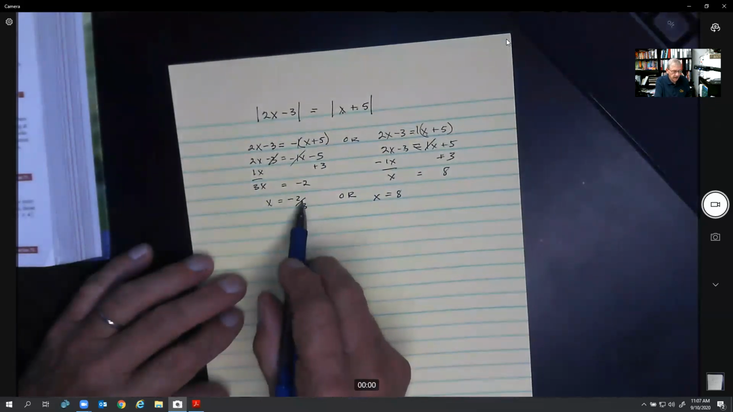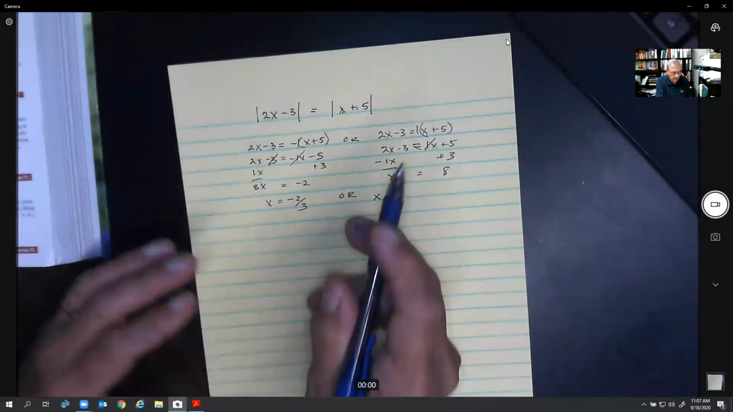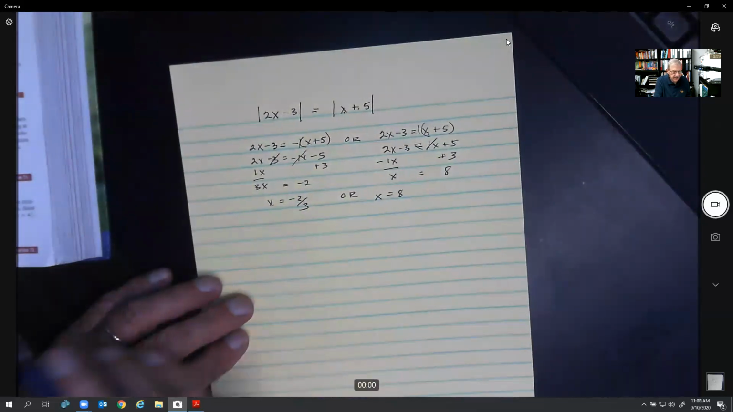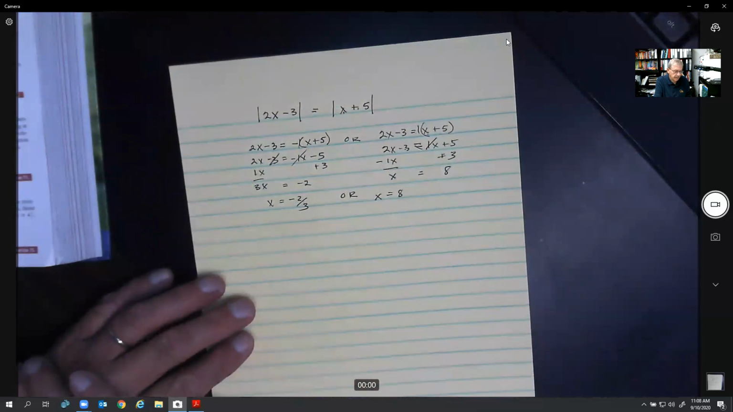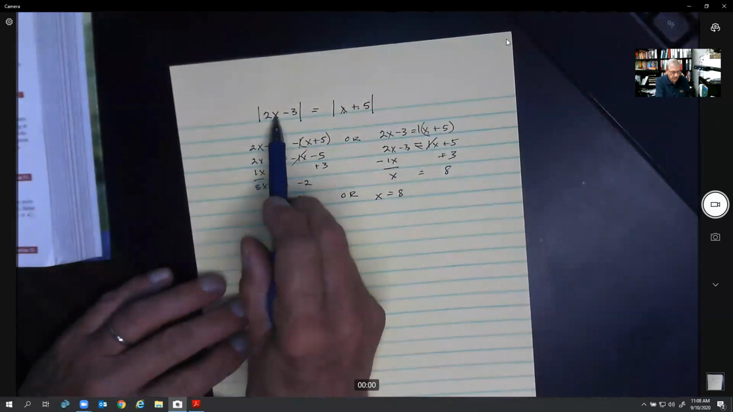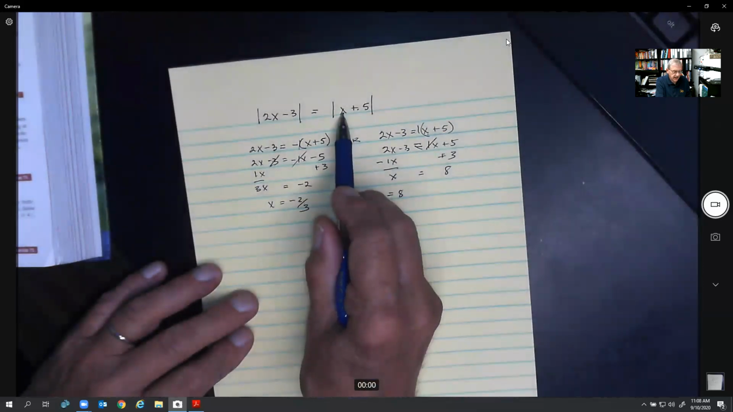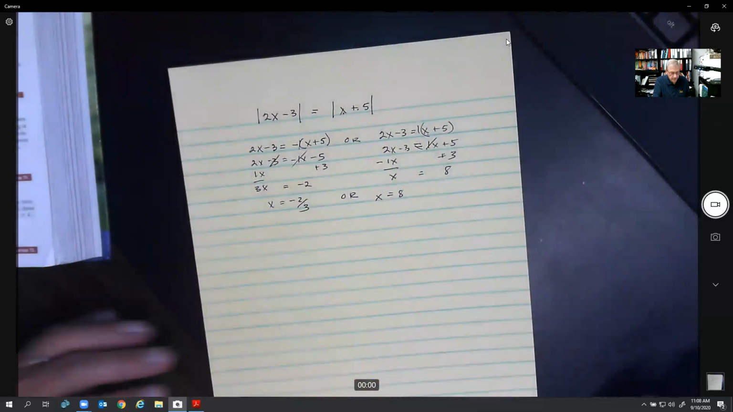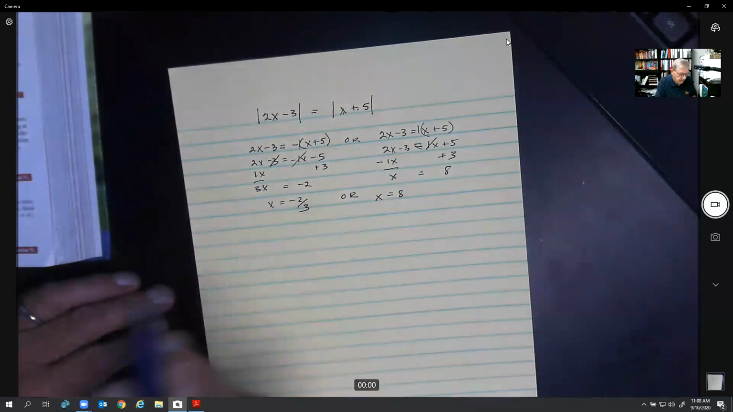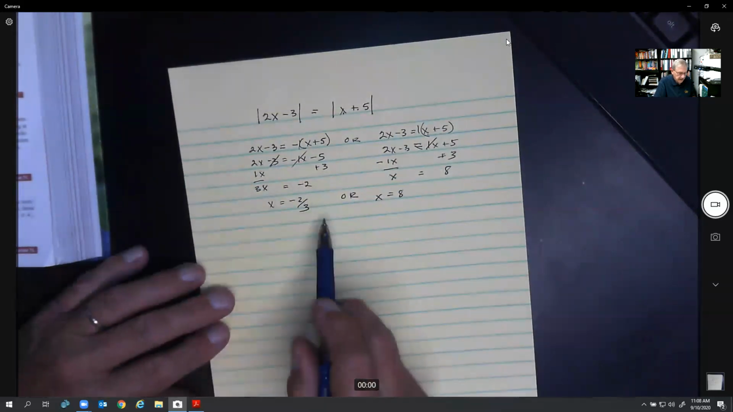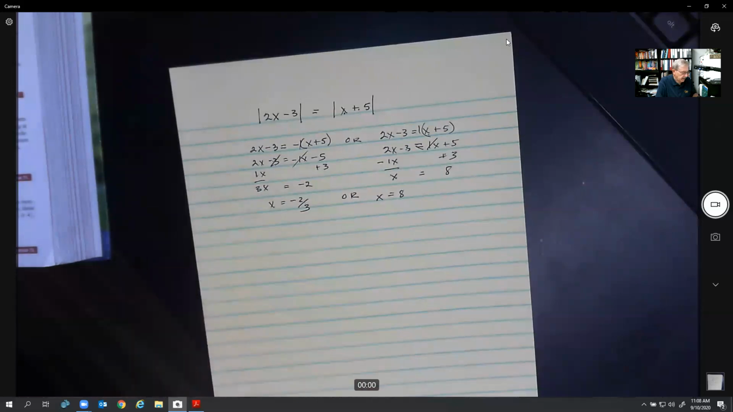So here's my two conclusions. X could be either a negative 2/3, that'll work in both of them, a little hard to calculate, or x could be an 8. Might be easier to see, because this would be 16 minus 3 is 13. And this is 8 plus 5 is 13. The negative 2/3 is a little harder to see if you put it in, but it would work.